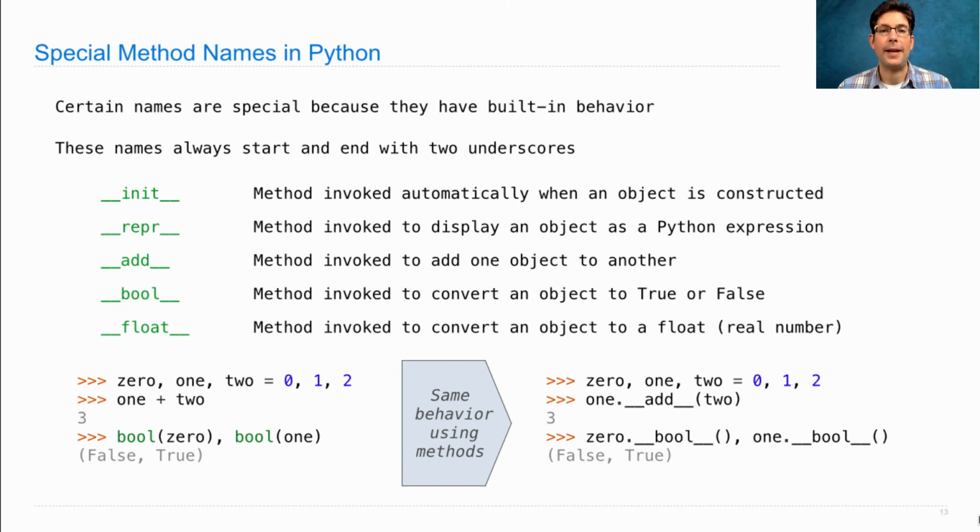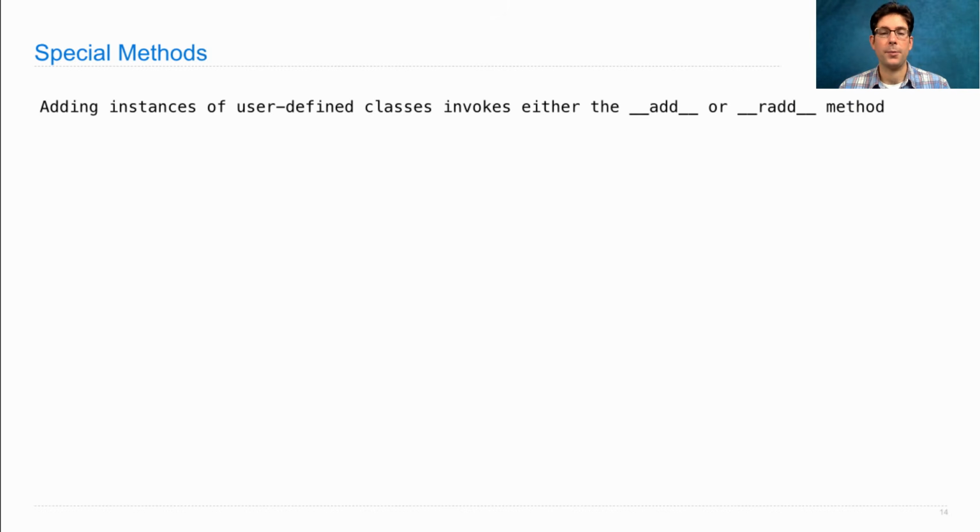You can create a new class and be able to add instances of that class together using the plus sign just by overriding the special method name add. So what happens when you have 2 instances of user-defined classes added together? Well, what happens is that you invoke either add, or there's another method called radd. I'll tell you about that in a moment. And that actually performs the addition. Again, we're just asking the objects, how do you add yourselves together?